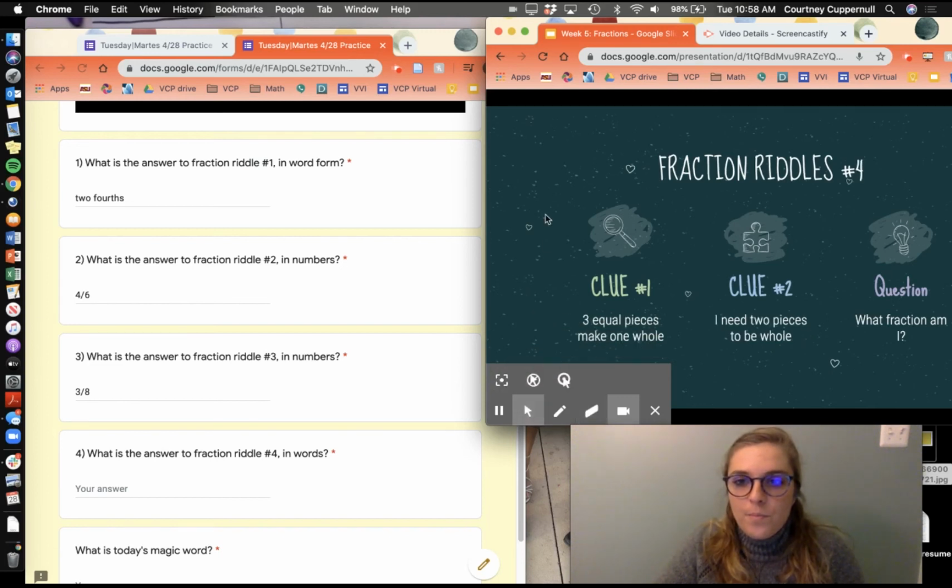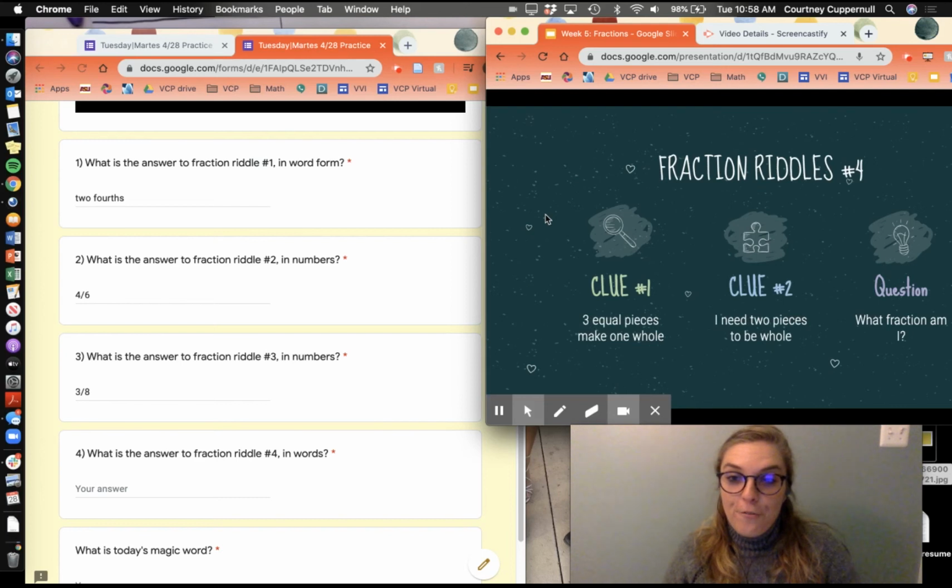All right, our last and final riddle before it is y'all's time to shine. Here we go. Fraction riddle number 4. There are 3 equal pieces to make one whole. I need 2 pieces to be whole. So again, one of those count back sort of tricks. What fraction am I? I'm going to give you 30 seconds to try by yourself, and then I'll rock and roll with you. What fraction am I? All right, that was our 30 seconds. I was just checking on my timer. Let's rock and roll.